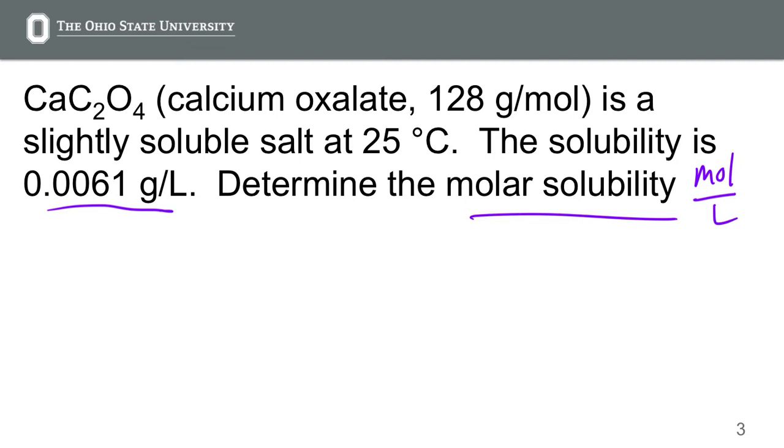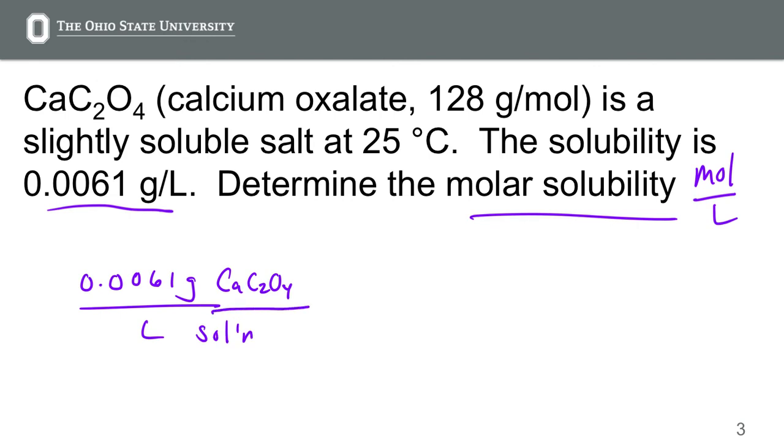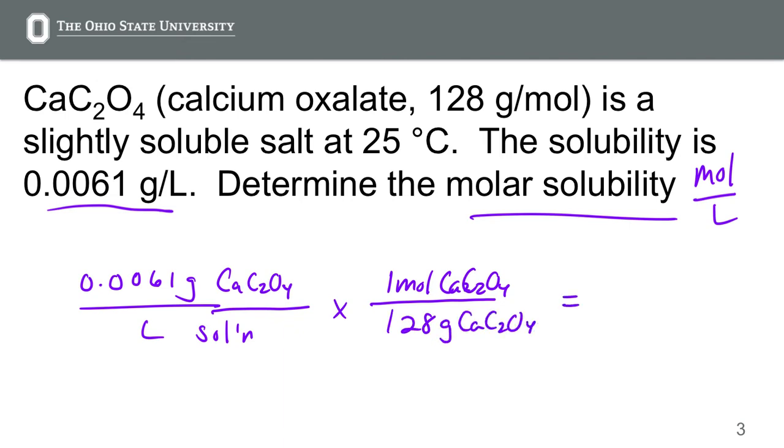This is just dimensional analysis. We have our 0.0061 grams per liter of the solubility, and this is grams of calcium oxalate per liter of solution. We can use the molar mass to go from grams in the numerator to moles in the numerator. For every 1 mole of calcium oxalate, there's 128 grams. And so we can find that the molar solubility is 4.8 times 10 to the minus 5 moles per liter. Again, not much new here except maybe a refresher on the term molar solubility. I don't know if we used that very much in chapter 13. Okay. Everyone okay with that? All right.